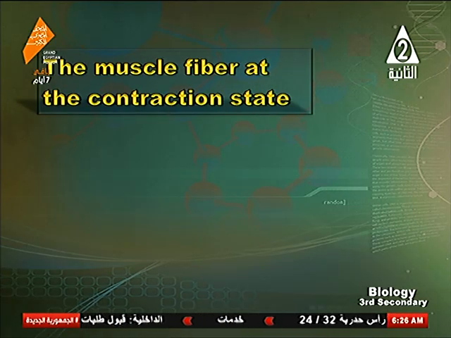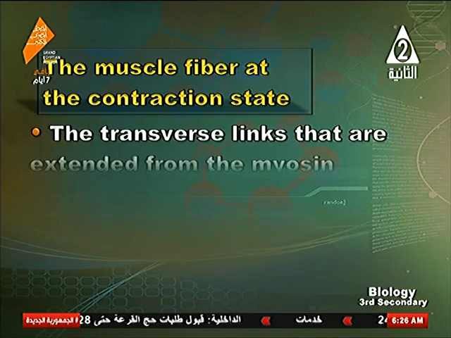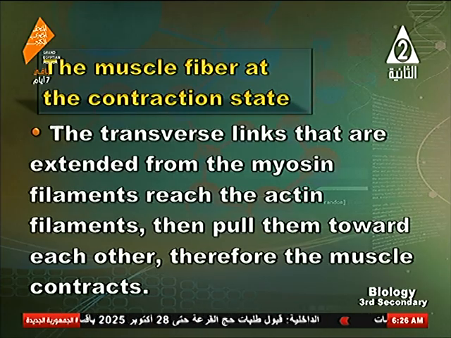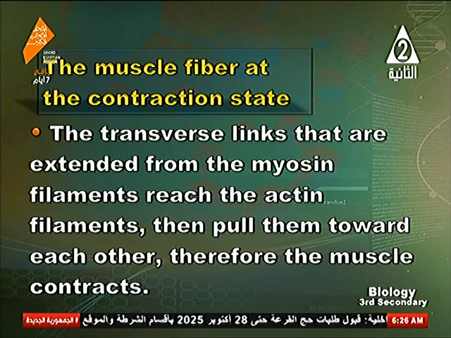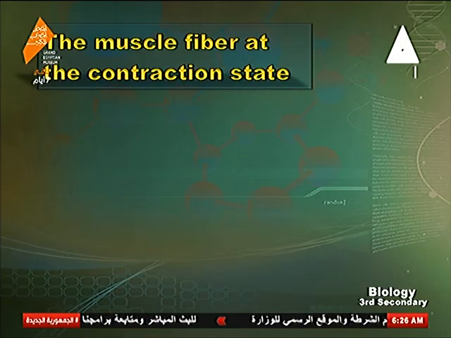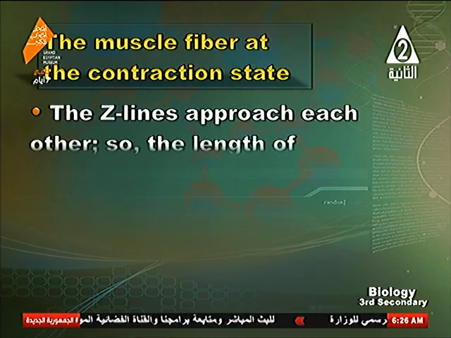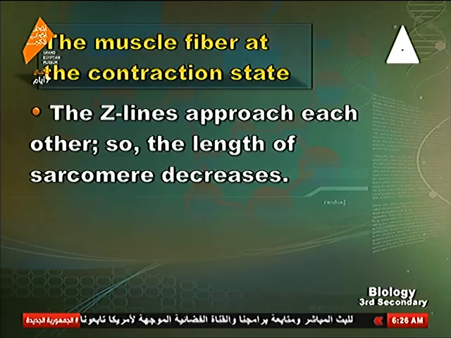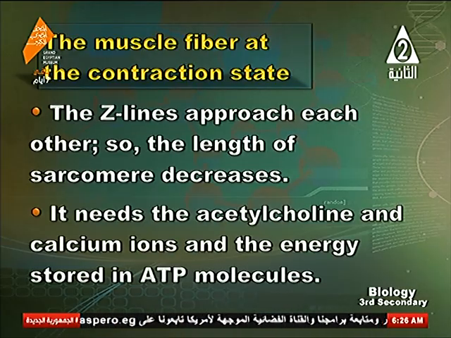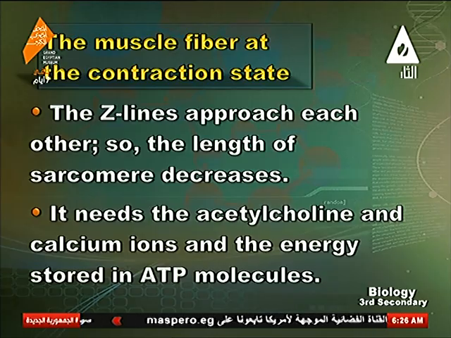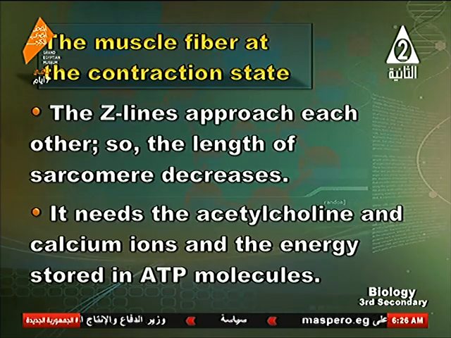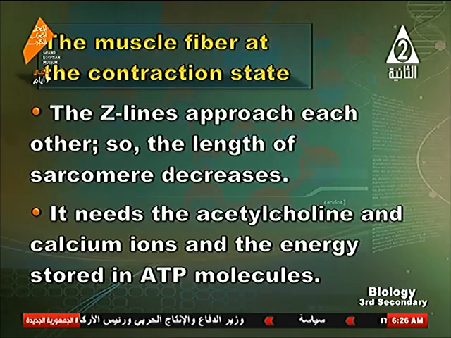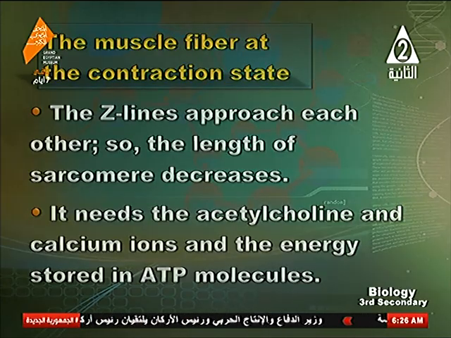First, the muscle fiber at contraction: the transverse links extend from the myosin filaments, reach the actin filaments, then pull them toward each other. Therefore, the muscle contracts and the sarcomere length decreases. The Z lines approach each other, so the length of the sarcomere decreases. It needs acetylcholine, calcium ion and the energy stored in ATP molecules. Acetylcholine transfers the nerve impulse from the nerve cell to the muscle cell.